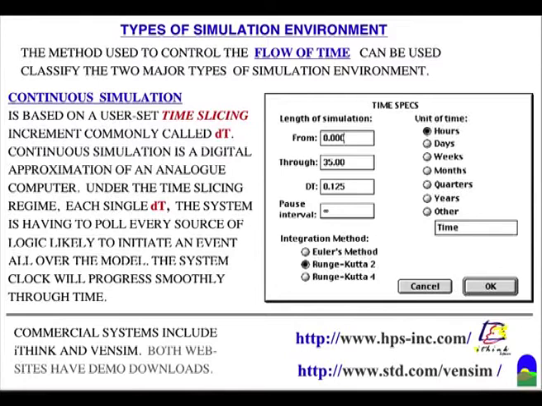Commercial systems include iThink and Vensim. As you can see from the diagram, the delta t here has been set at 0.125 and the unit of time is hours. And the integration method is Runge-Kutta 2.